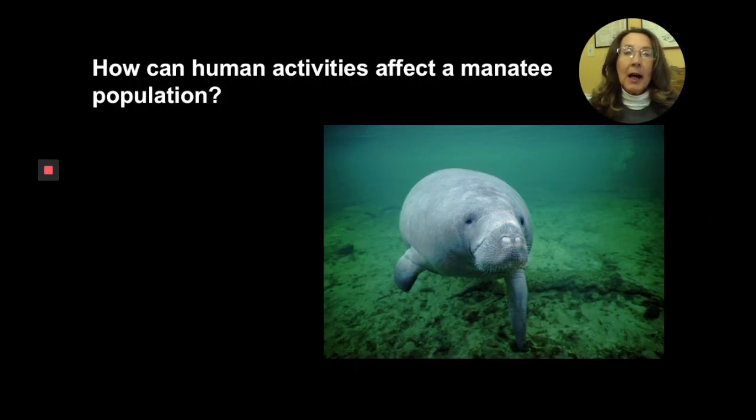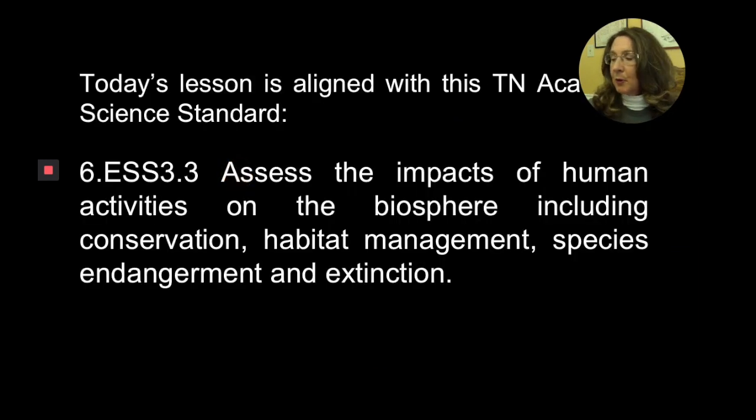Today, we are asking the essential question, how can human activities affect a manatee population? This is a picture of a manatee on the right-hand side of the slide. You may already be familiar with them, and I will give you more information about them at the start of the lesson. Our question aligns with the Tennessee State Standard, assess the impacts of human activities on the biosphere, including conservation, habitat management, species endangerment, and extinction.